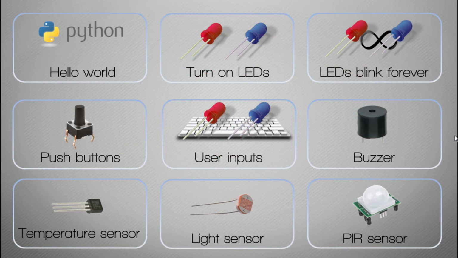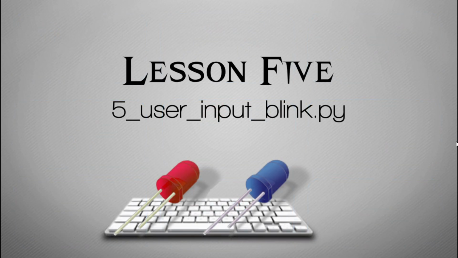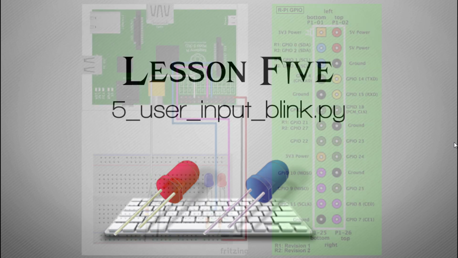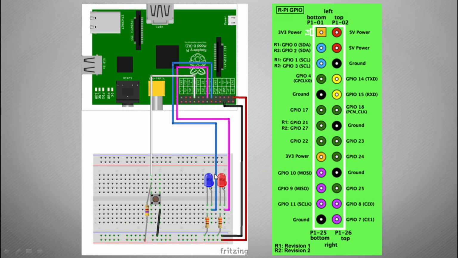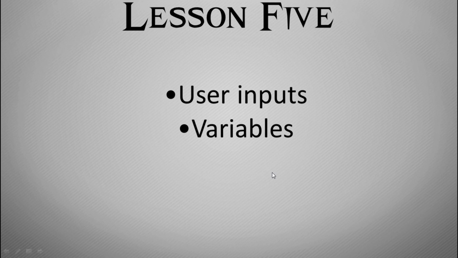We're now on lesson 5, and we're going to look at user inputs. This is where we're going to look at taking inputs from the users, so typing onto the keyboard and making the LED do certain things. We're going to be using just the simple LED electronic circuit, ignore the push button. And we're going to be introducing the concepts of variables and user inputs.